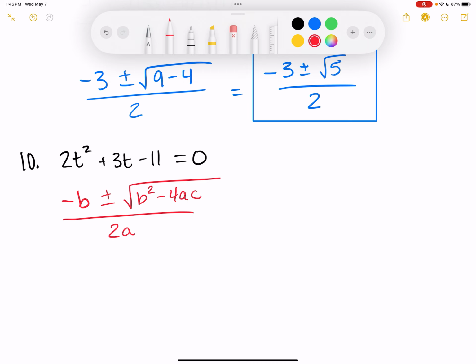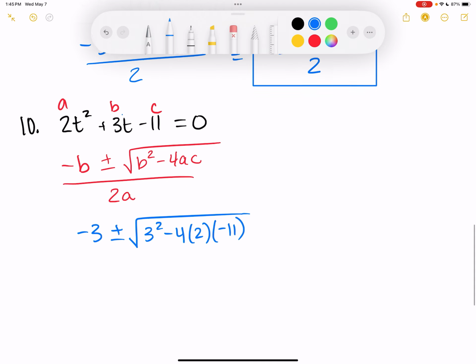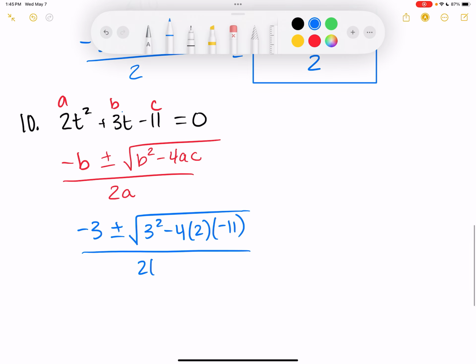Alright, so I've got a here, b here, and c here. Notice c is negative. I've got to watch that sign when I put it in. When everything's positive, it's nice and easy. When I have something that's negative, I've got to make sure I watch that and make sure I'm using parentheses. So I've got negative b, which is negative 3. So I've got negative 3 plus or minus the square root of 3 squared minus 4 times a is 2 times c is negative 11. So I'm watching that sign there. All over 2 times 2.